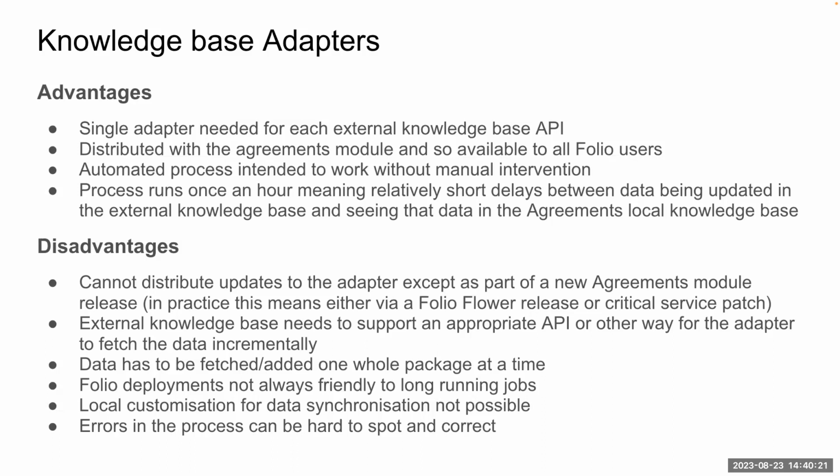The GOKb API, which is not just for us, it's for everyone, is tied to the FOLIO release cycle, and that's crazy. So that's no good. The external knowledge base needs to support an appropriate API or another way for the adapter to fetch the data from it incrementally, so you need to be able to keep updating. When there's an update in the remote knowledge base, you can't just take a copy of the entire knowledge base every time. That would be hopelessly inefficient and a never-ending job, because a harvest of the complete GOKb takes long enough.